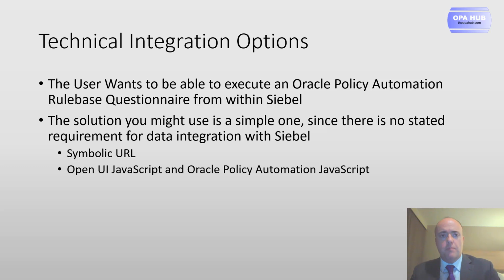You could also embed it using OpenUI JavaScript, because there's a JavaScript API for Oracle Policy Automation too. We could embed directly a JavaScript engine into an applet. The advantage of that would be that we won't be working with an iframe, whereas a symbolic URL is typically going to hit us with an iframe. And as we all know, iframes suck.